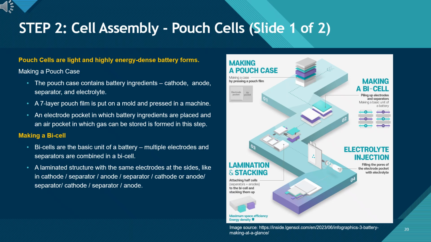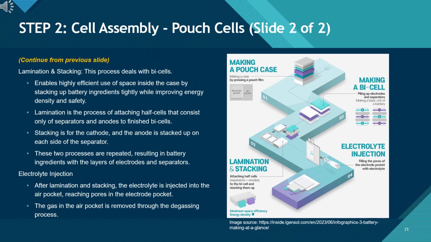Next, in making a bicell, we assemble the basic electrochemical unit of the pouch battery. Multiple cathode and anode sheets are stacked with separators in between to create a laminated structure, typically in the sequence cathode/separator/anode/separator and so on, so that the same electrode type appears on both outer faces. This bicell stack will later be extended, laminated further, and combined with electrolyte to form a complete pouch cell.